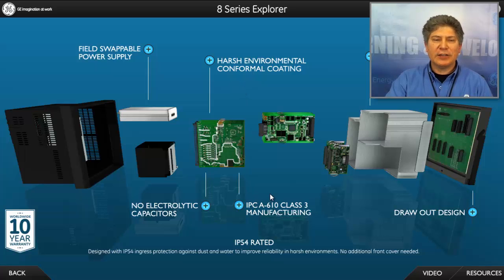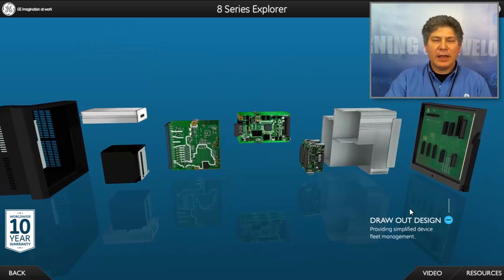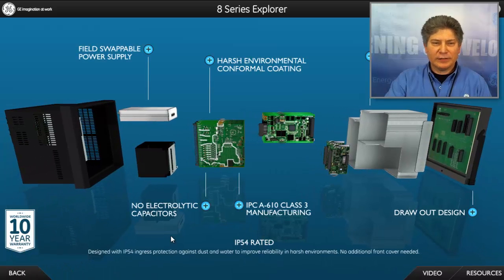The PCBs are designed to class 3 manufacturing. We've eliminated electrolytic capacitors so that we no longer have to have annual power-ups of the devices to exercise electrolytic capacitors. We have a new draw-out design that allows us to easily remove the relay from the case without losing a fingertip or a fingernail. Okay.